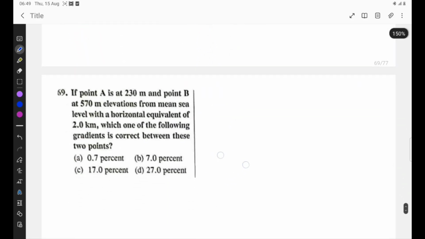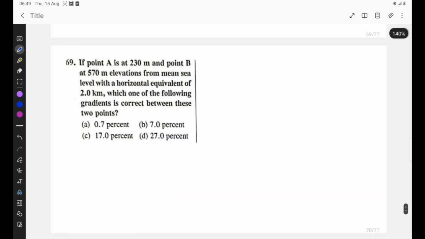The next question is, if point A is at 230 meters and point B is at 570 meters elevation from mean sea level with a horizontal equivalent of 2 kilometers, which of the following gradients is correct between these 2 points?